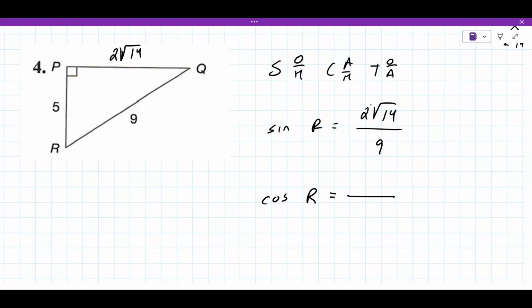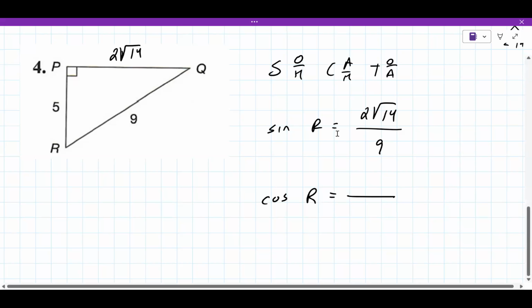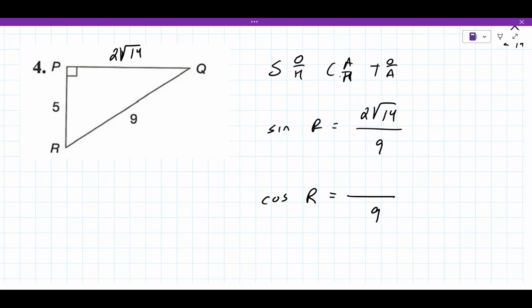Okay, let's do the same thing here for cosine of R. That's the adjacent over hypotenuse. 9 over 5? The hypotenuse can't change. The hypotenuse is always the same in all these problems. The hypotenuse has to be 9. You said 9 up here. And then what goes on the top? 5. Good.